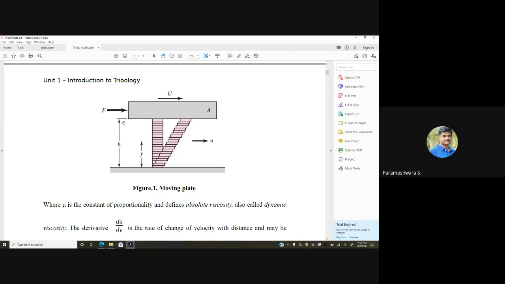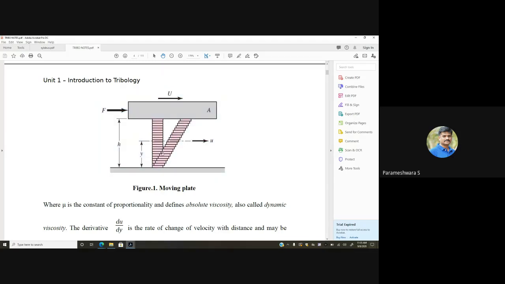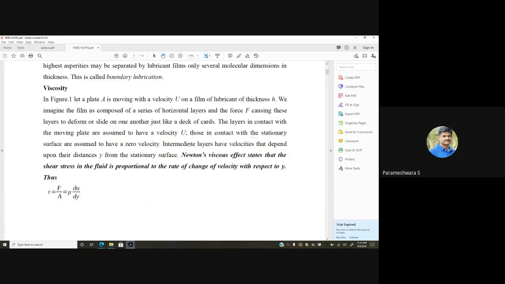And h is the film thickness, I mean the lubricant thickness, and y is the location in the lubricant, I mean the observing point of interest. So you are finding the velocity of the lubricant at a distance y from the bottom plate. Like that, if you want to find the velocity of lubricant at this portion, this y goes to that level, and u is the velocity of flow. So considering this diagram, I'm going to explain the viscosity.